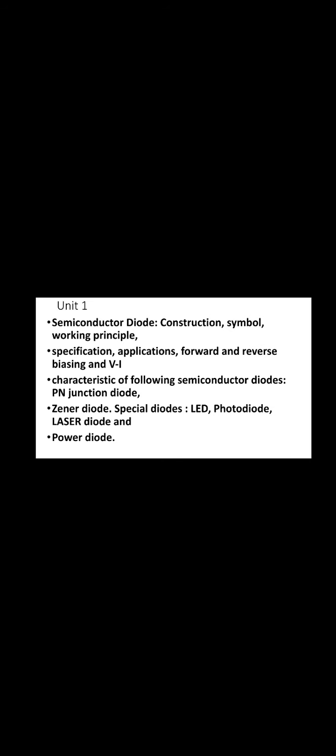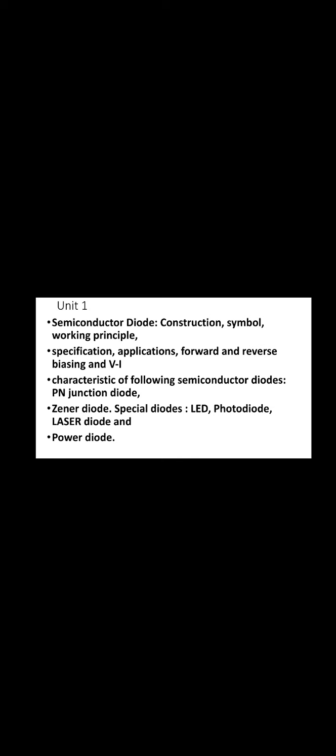Now we will see the specification and application of the semiconductor diode. The semiconductor diode is used in rectifiers. Multiple applications are there, basically used to convert an AC signal, alternating signal, to a DC signal. Then forward and reverse biasing and VI characteristics of the semiconductor diode.